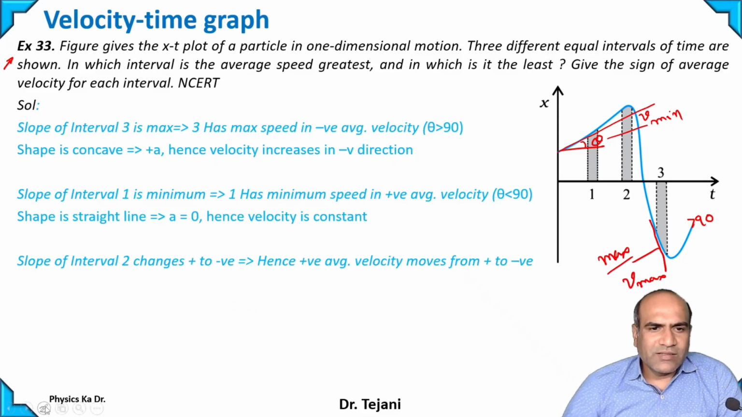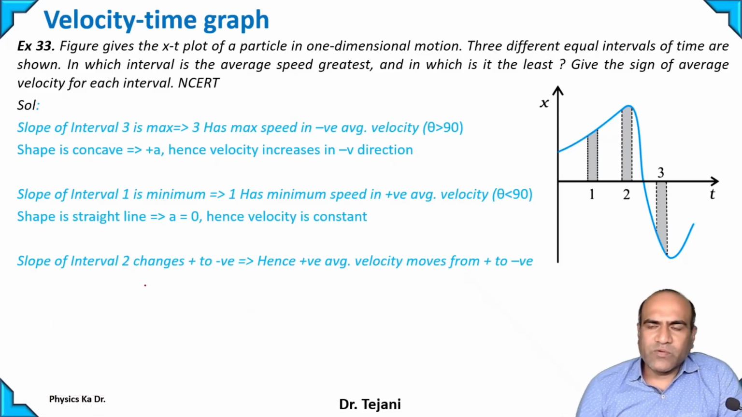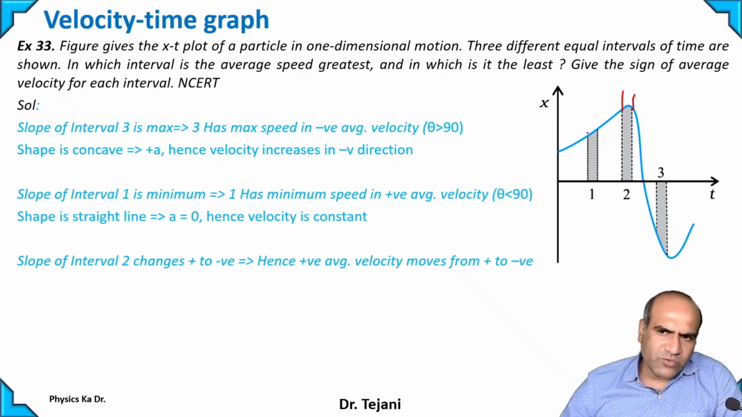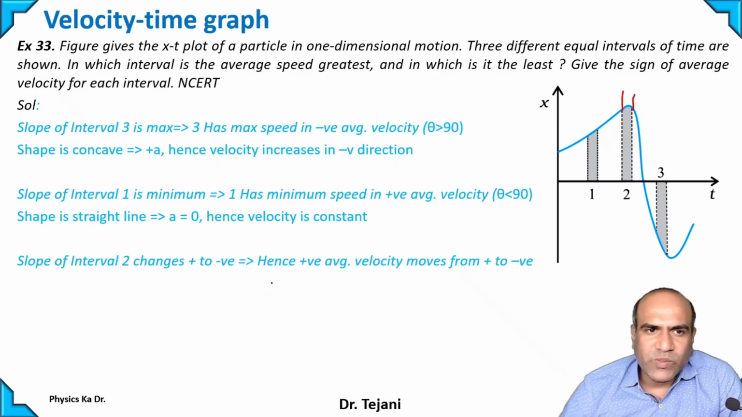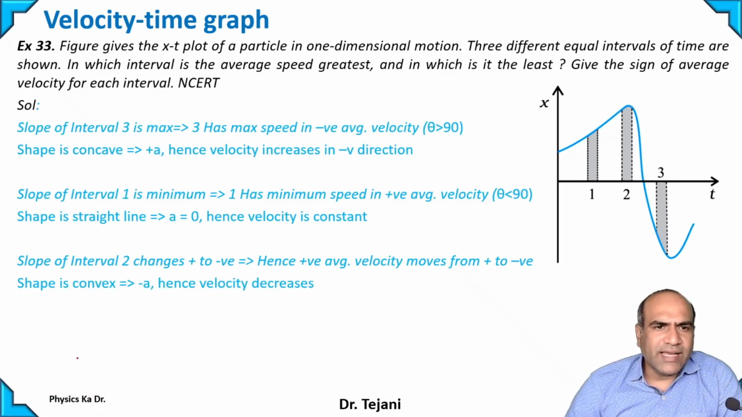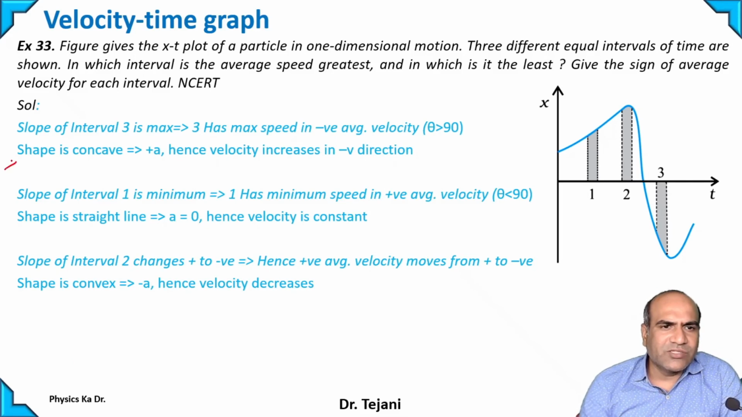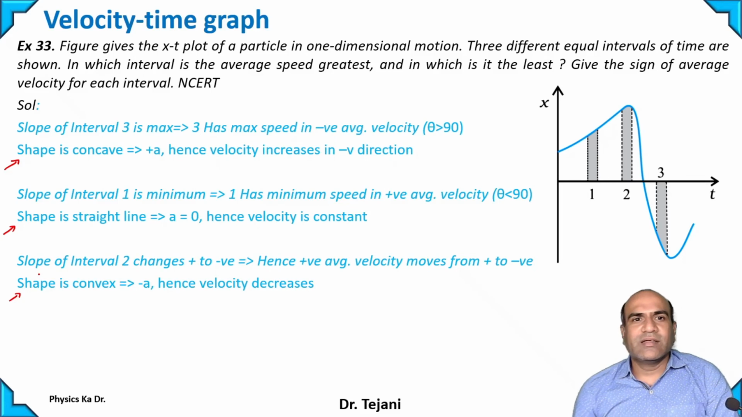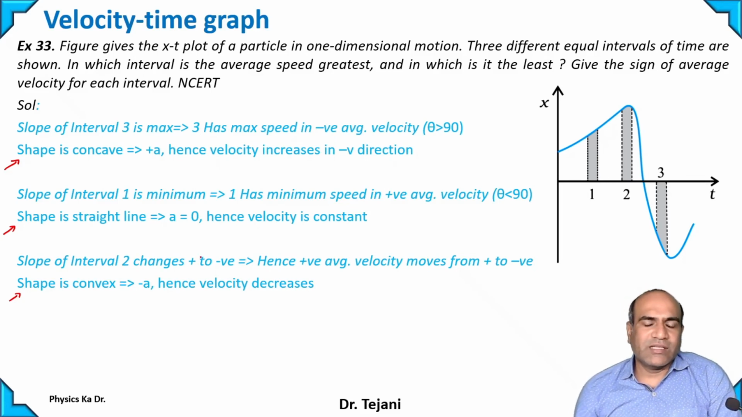Then the slope of interval number 2 changes from positive to negative. If it is asked, you can say positive to negative, so velocity changes from positive to negative. You may check this out. Yes, it was from NCERT questions. The second comment is additional for your knowledge, but it was only asked for the average speed, and that is all we have.